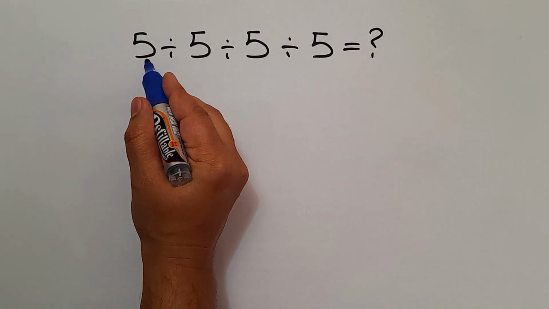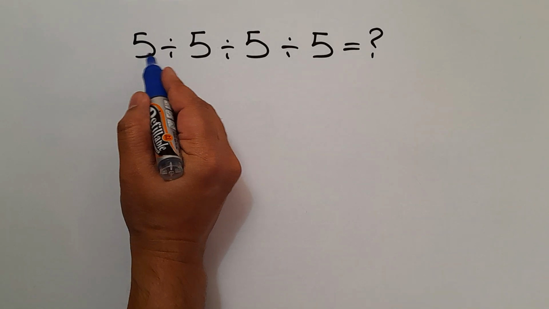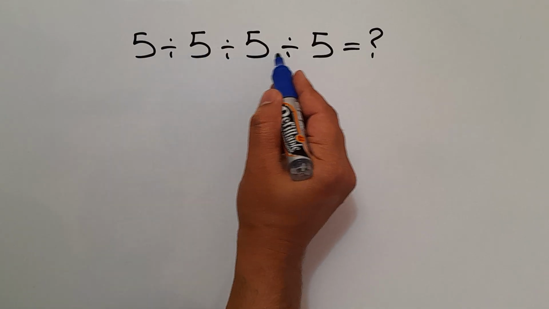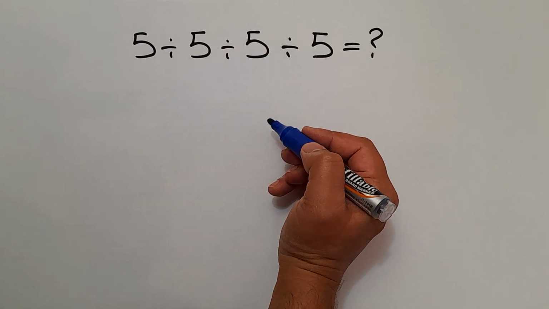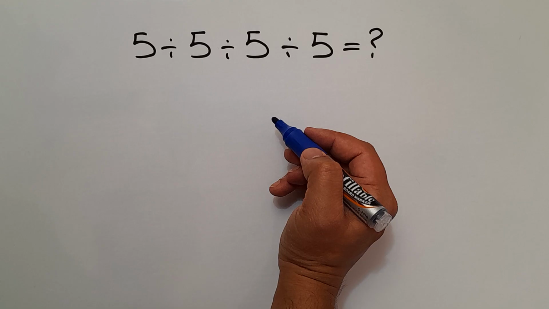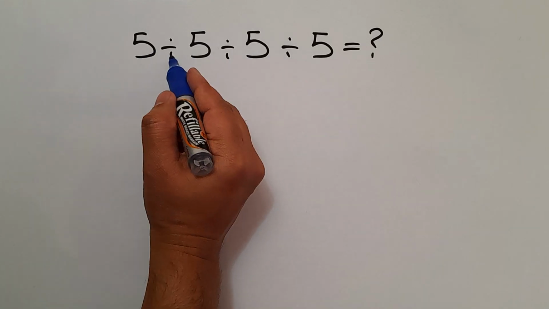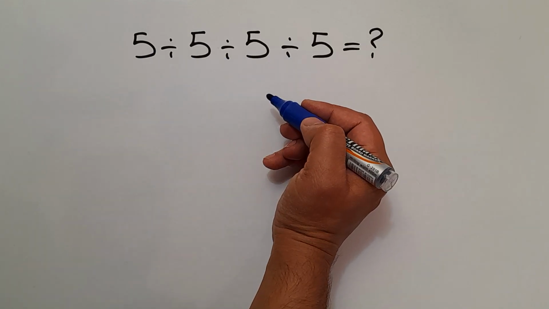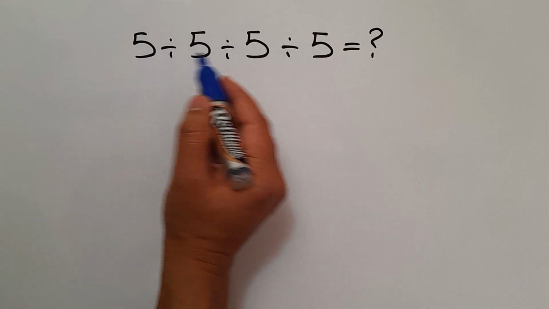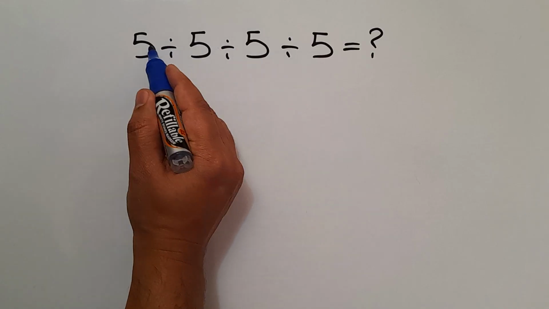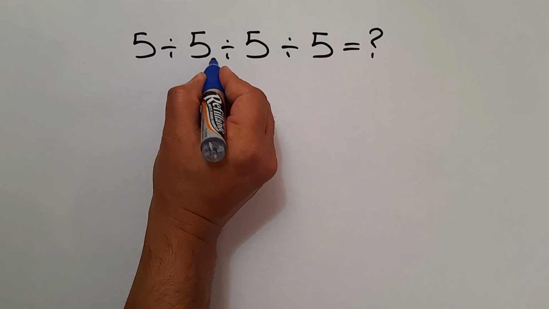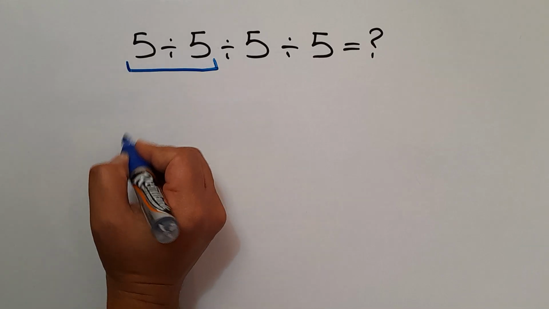In this video we want to find the value of this expression: 5 divided by 5 divided by 5 divided by 5. Are you ready to solve? Let's go ahead and get started. In this expression we have 3 divisions and we have to work from left to right. So first, this division 5 divided by 5 gives us just 1.